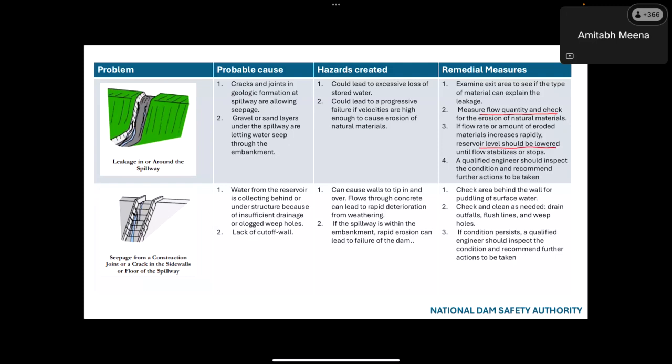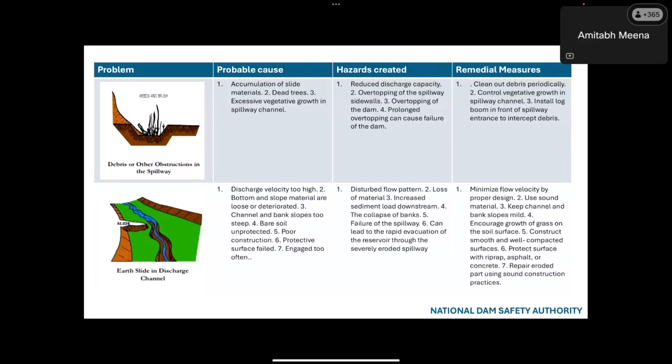Okay, this is also a similar case, but in the case of a concrete dam; this was in the embankment dam. So these are some obstructions in the spillway. These create accumulation of slide materials and dead trees. They create obstruction, and we should clean out debris periodically, control vegetation growth in the spillway channel, and install a log boom in front of the spillway entrance to intercept debris.